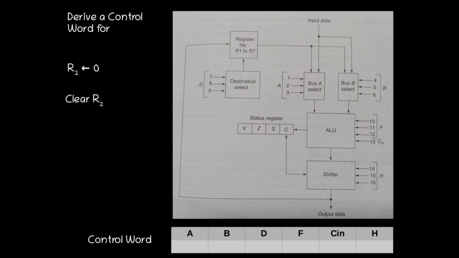And we can consider R2 = 0, that is, clear a register, simply clearing a register. So how do we derive the control word? The destination is R2, so 010 here. That is, we have to give 010 as the destination select. Then how do we perform clear R2?